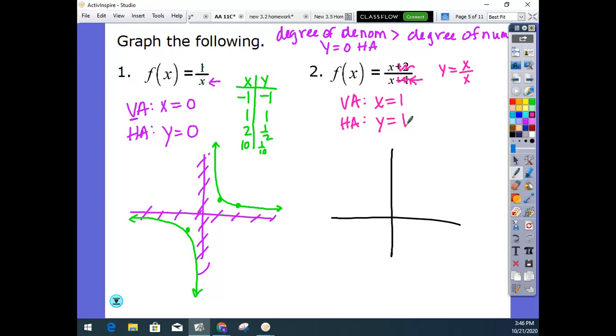So I'm going to graph x equals 1 here, y equals 1 here. Then we're going to plug in some points. So if this is at 1, what numbers would be good values to plug in? 0 and 2. Now I need to resurrect my function. If we plug in 0 for x, I get 2 divided by -1, which is -2.